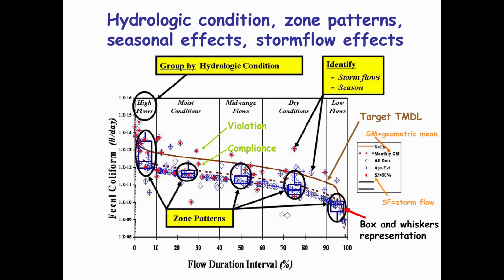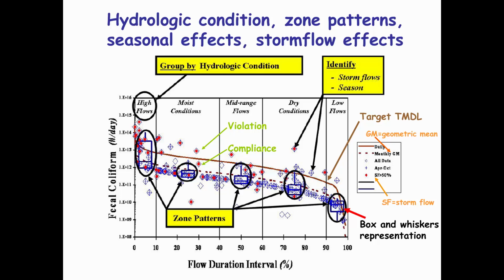Data points that are above the target load duration curve are considered to be in violation of the water quality standard, or in exceedance of the loading capacity of the system. Ones that are below the target load duration curve are considered to be in compliance of the loading capacity.